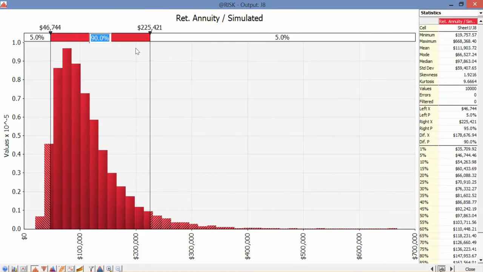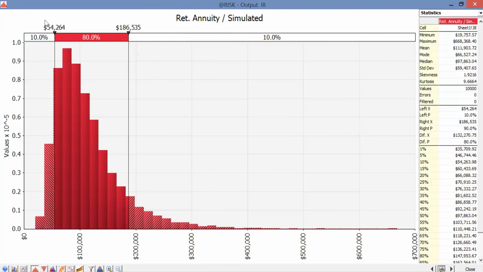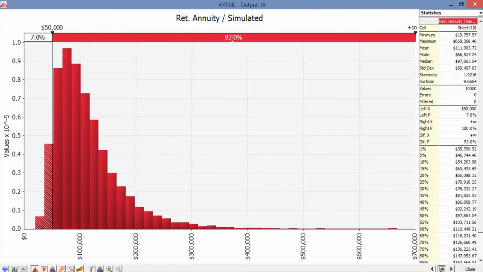Now, if we want to play with this, we can also look at different intervals. Say, what is the 80% confidence interval, 10% in each tail? So now you have the 10% lowest, 10% highest. Or you can ask, what's the probability we retire on $50,000 a year? There's a 7% chance of retiring on less than $50,000 a year, and I could drag this over. There's a 93% chance I'll retire on more than $50,000 a year. So that's using @risk to run a simulation.